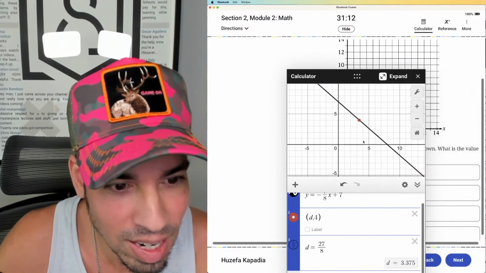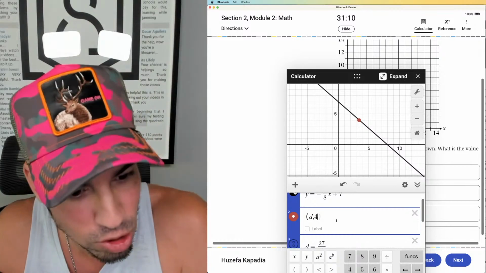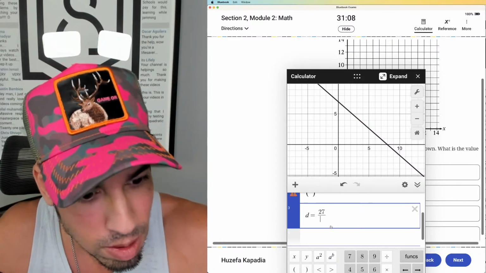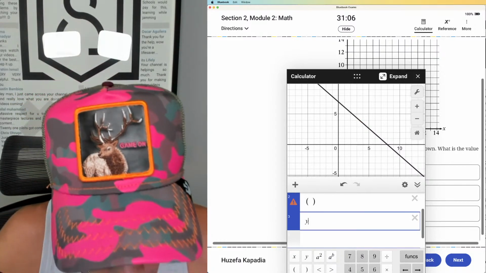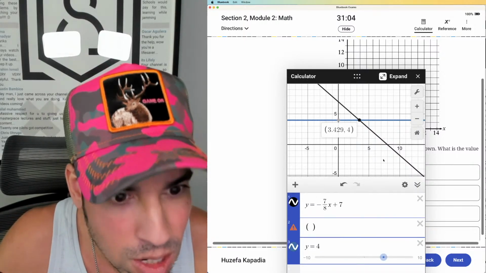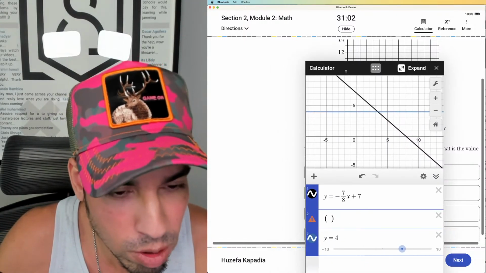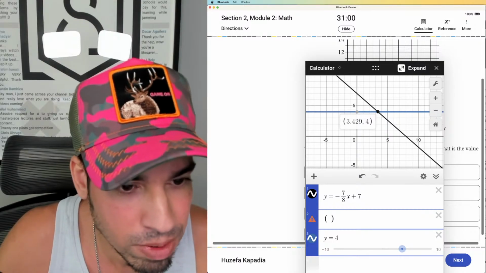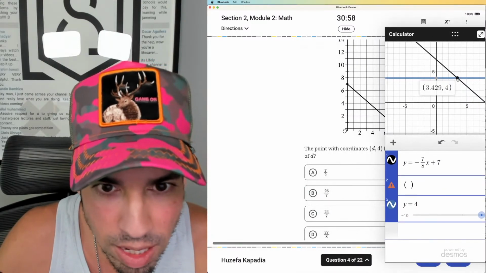Oh, no. Okay, wait, there's a much easier way to do this. Never mind, back up. We say y equals 4, and that'll give us the exact intersection point. And the exact intersection point is 3.429. Now we have to figure out which one of these fractions is equal to that intersection point.